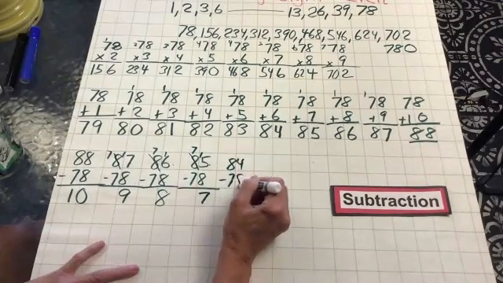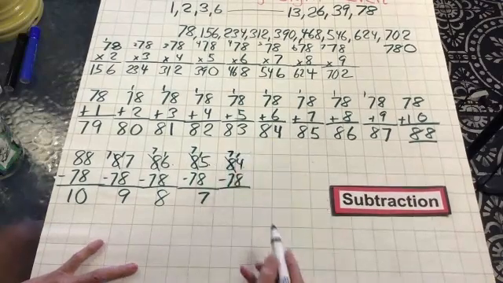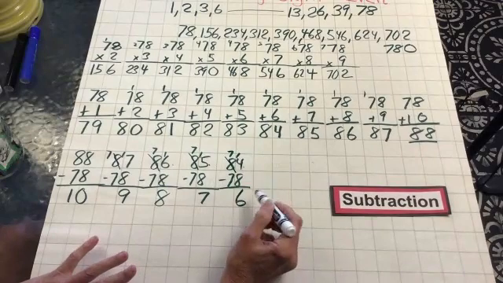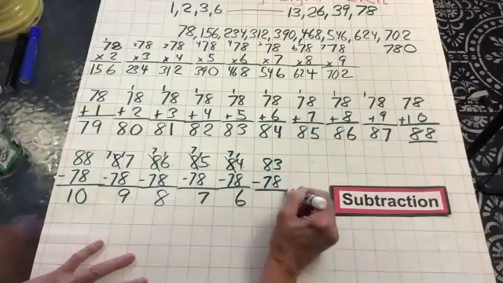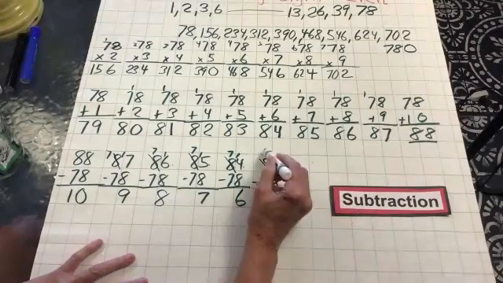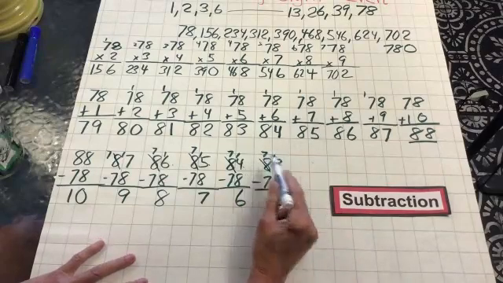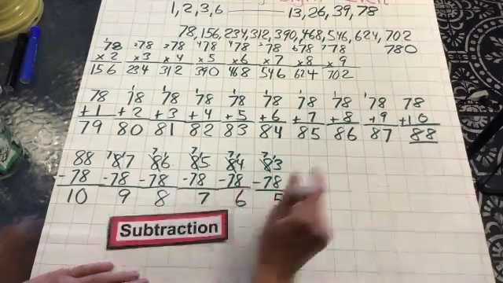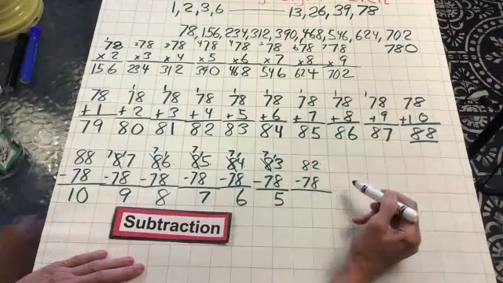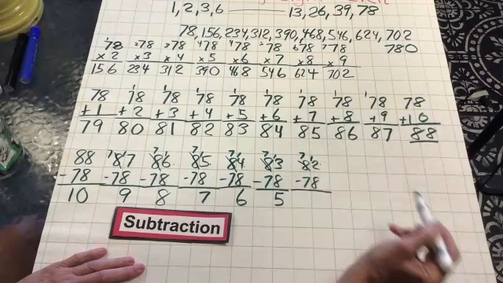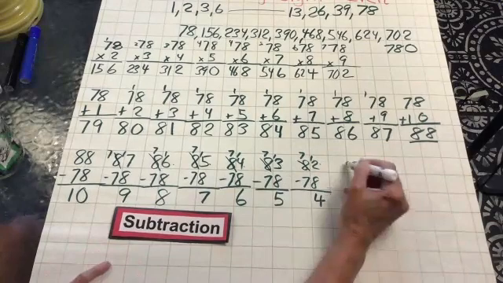84 minus 78. 8 from 4 cannot do. Borrow from the 8, leaving 7, making that 14 minus 8 is 6. 7 minus 7 is nothing. 83 minus 78. 8 from 3 cannot do. Borrow from the 8, leaving 7, making that 13 minus 8 is 5. 7 minus 7 is nothing. 82 minus 78. 8 from 2 cannot do. Borrow from the 8, leaving 7, making that 12 minus 8 is 4. 7 minus 7, nothing.